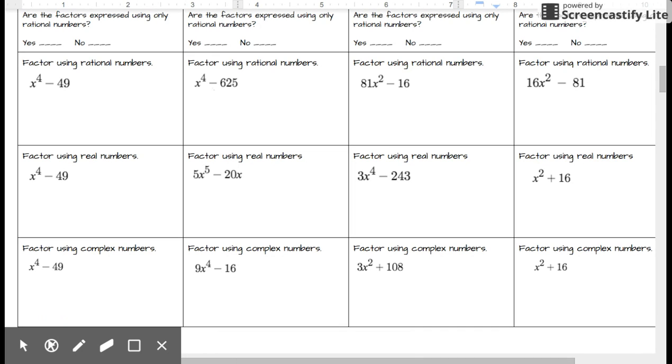Okay, so let's factor using rational numbers. x to the fourth minus 625. This is a difference of two squares because x to the fourth is a perfect square and 625 is also a perfect square. So we know that the factors should be one binomial and another binomial, and one of them is a sum and the other is a difference.